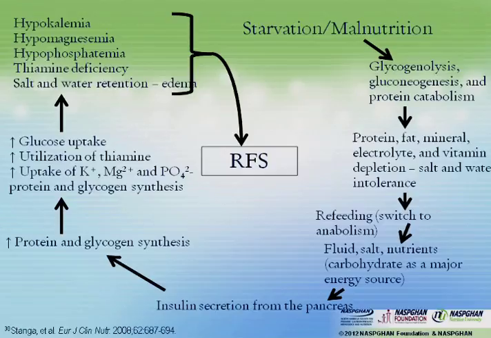Remember that if somebody is very malnourished and you decide to give them D10 as an IV fluid, that can precipitate refeeding as well. It's not just feeding them either enterally or giving them parenteral nutrition that gives rise to refeeding. Insulin is then secreted from the pancreas. It causes increased protein and glycogen synthesis. This then causes uptake of glucose, utilization of thiamine, uptake of K, Mag, and Phos, and this then leads to hypokalemia, hypomagnesemia, hypophosphatemia, thiamine deficiency, and also salt and water retention, along with edema.